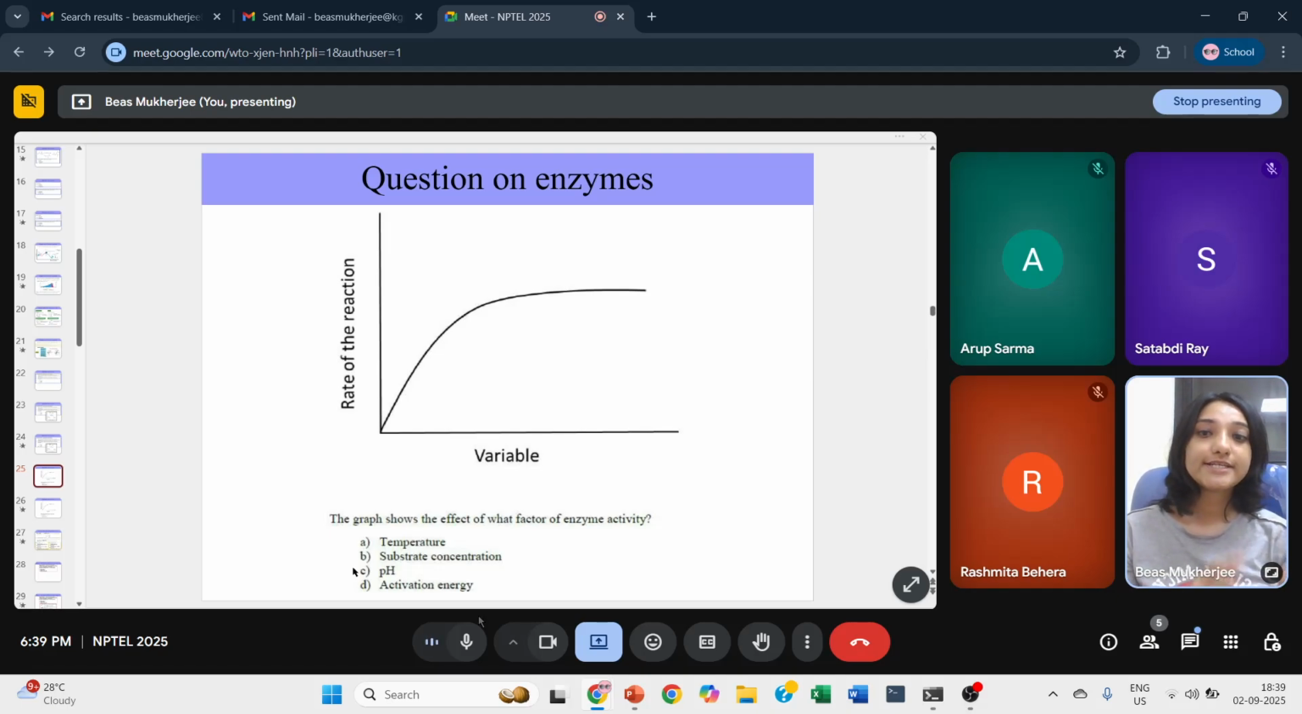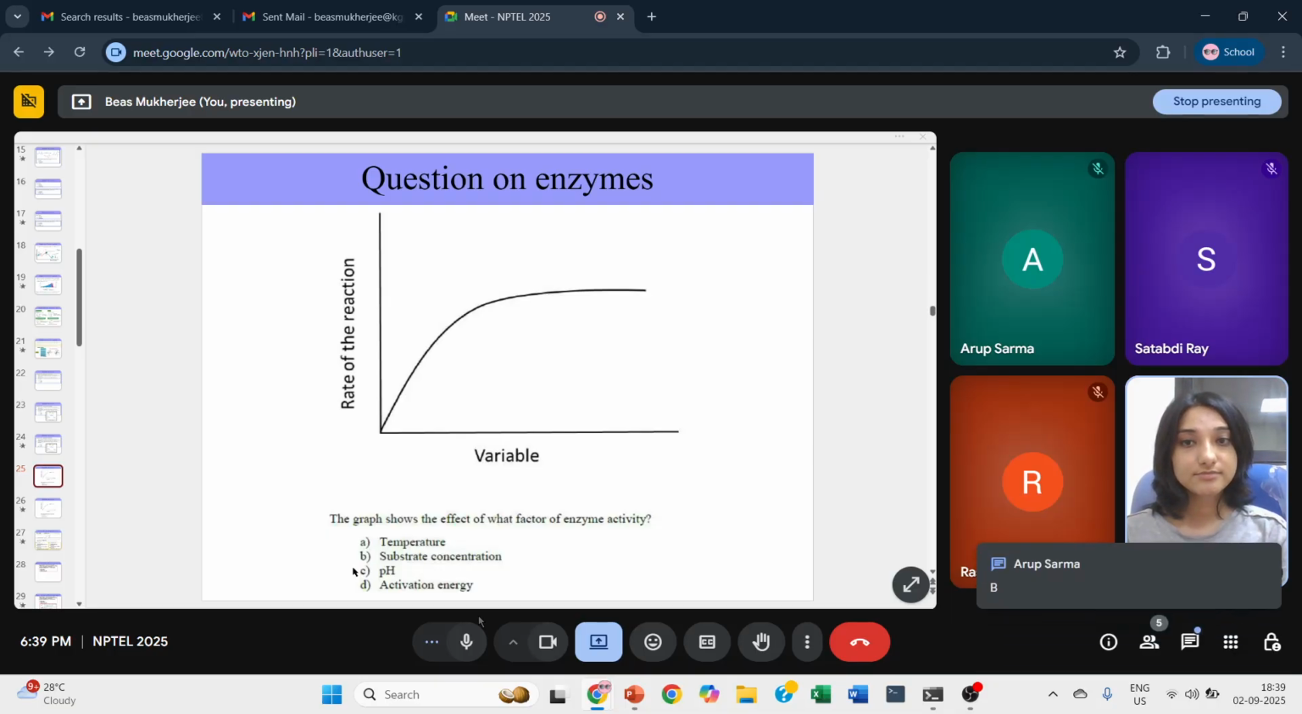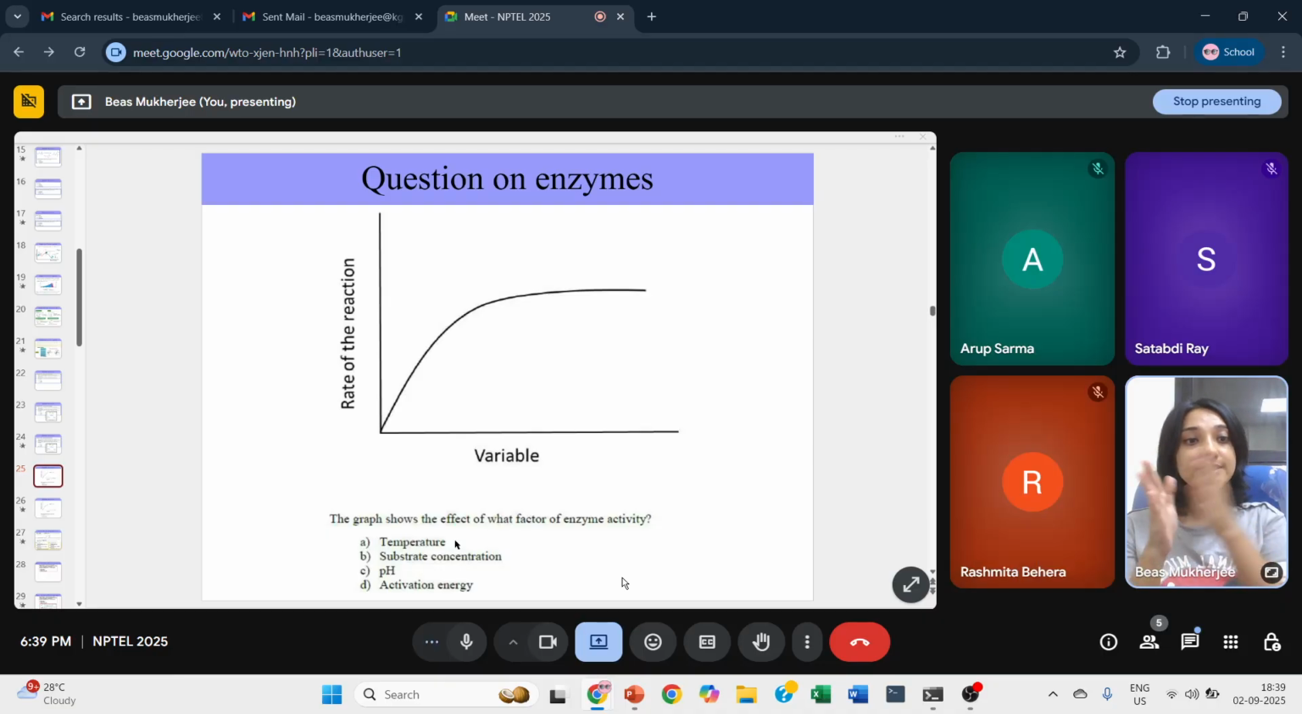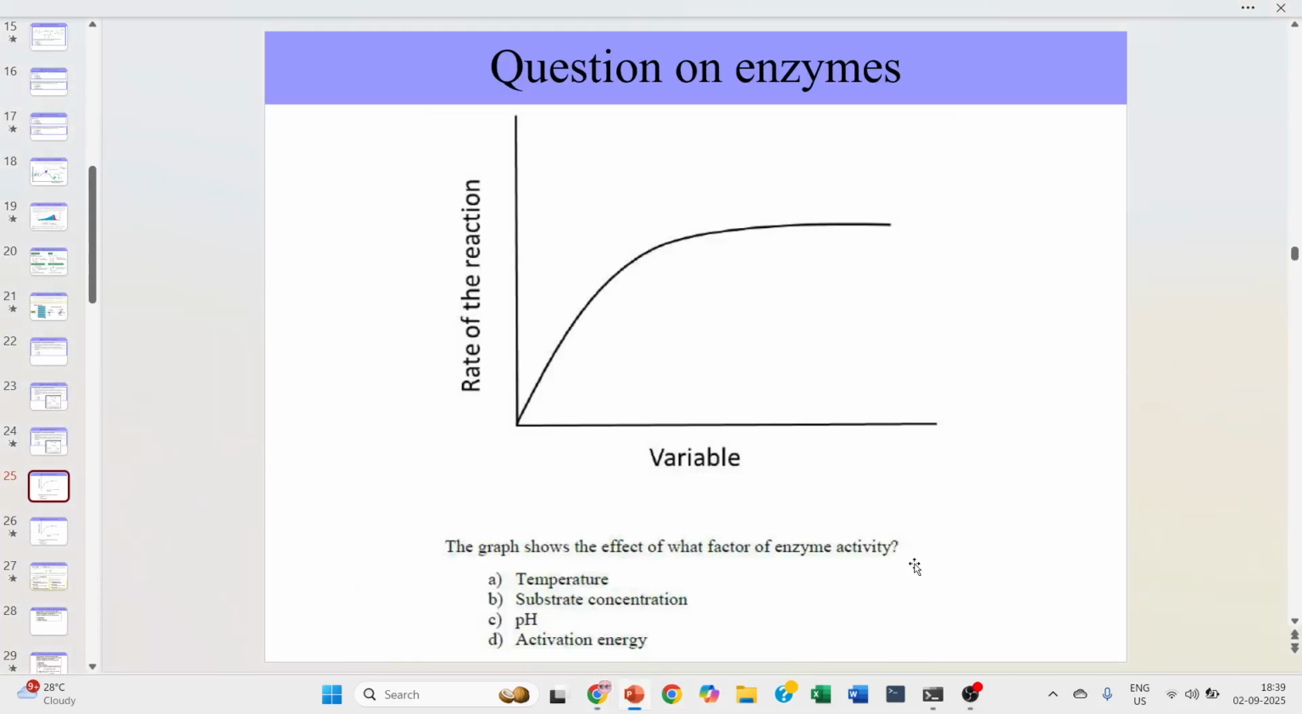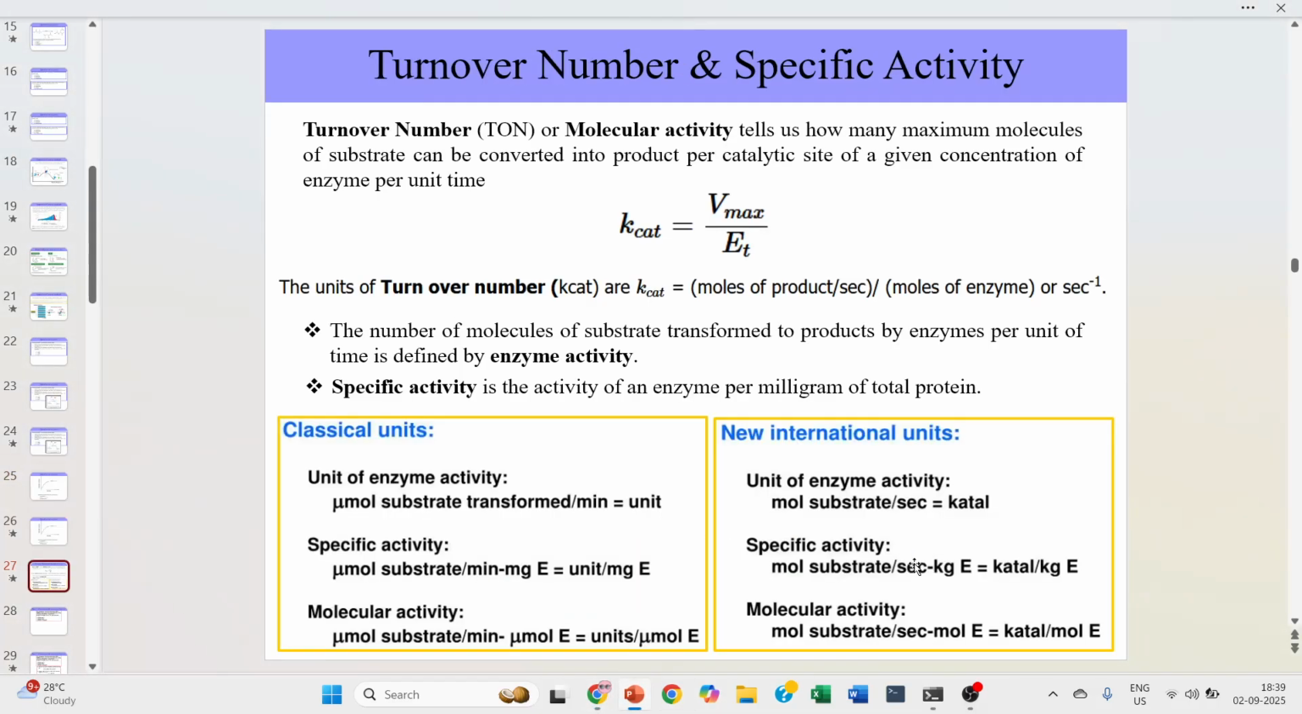Try to answer. Is it temperature? Is it substrate concentration? Is it pH? Or is it activation energy? B is substrate concentration. That is correct. So for substrate concentration and for enzyme concentration, this is the graph. But for temperature and pH, you know that it is a bell-shaped curve, right? Okay, we go to the next question.